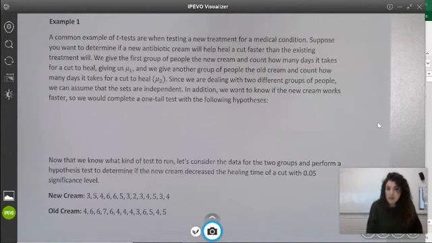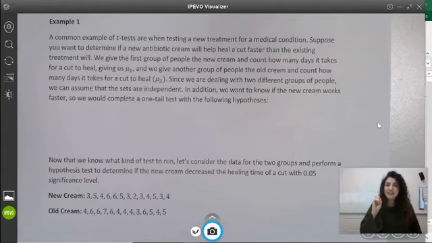Okay, a common example of t-tests is when we're testing a new treatment for medical conditions. Suppose you want to determine if a new antibiotic cream will heal a cut faster than the existing treatment will. We will give the first group of people the new cream and count how many days it takes for a cut to heal, which gives us mu1, our first average. And we gather another group of people, give them the old cream, and count how many days it takes for their cut to heal, which will be mu2. Since we are dealing with two different groups of people, we can assume that the sets are independent.